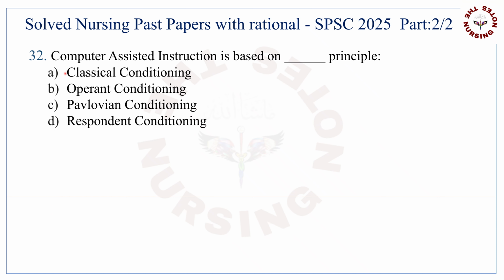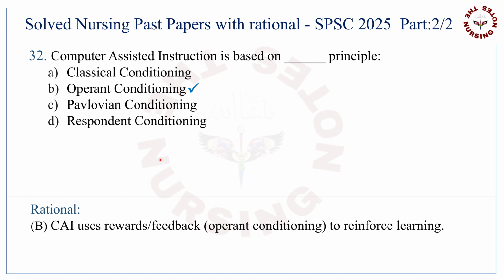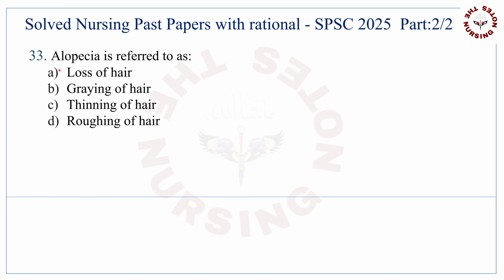Question number 32. Computer-assisted instruction is based on dash principle. Correct answer is B. Operant conditioning. Question number 33. Alopecia is referred to as. Correct answer is A. Loss of hair.